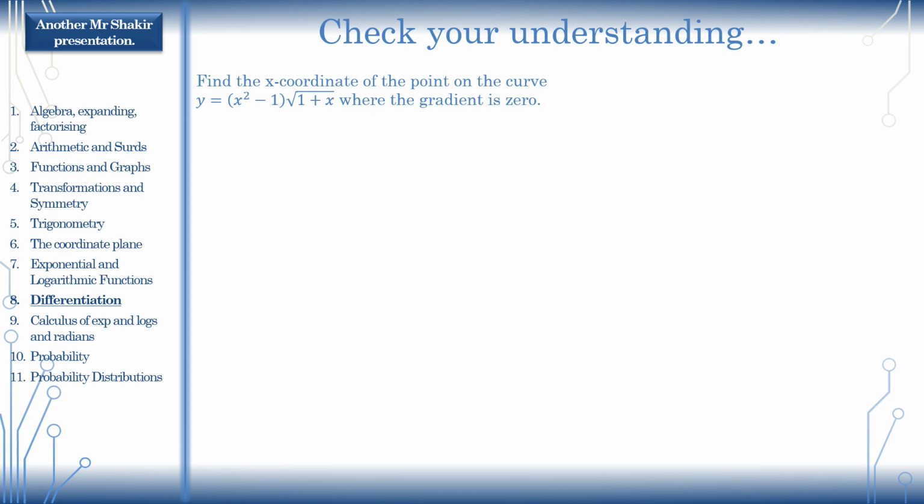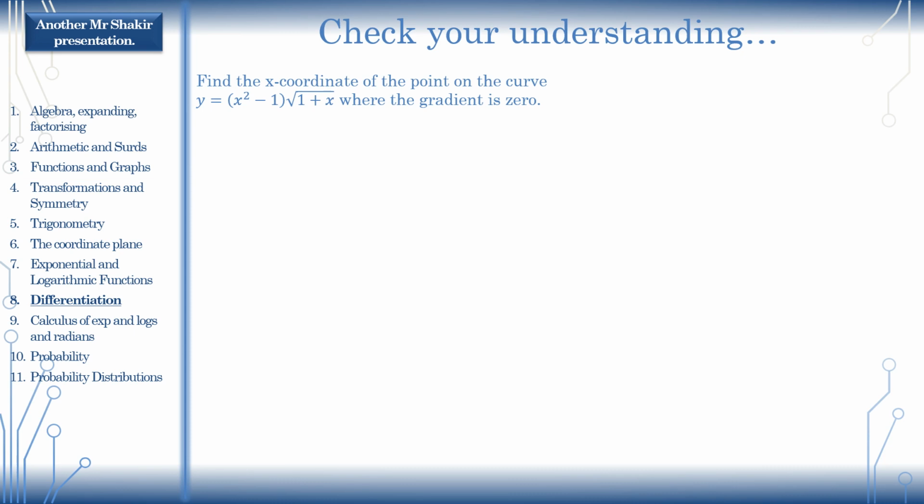So let's move on. Check your understanding. Find the x coordinate of the point on the curve, and that's the function, where the gradient is 0. For the gradient to be 0, the derivative has to be 0. So it's exactly the same as what I've just done. Pause the video and give it a go, and then come back and see the answer here.